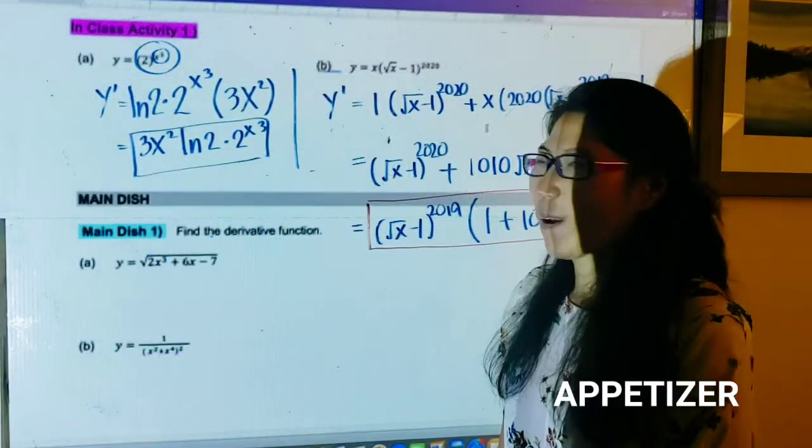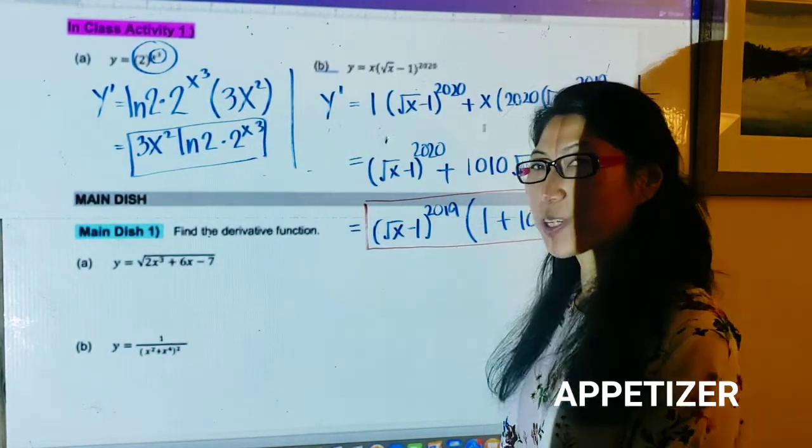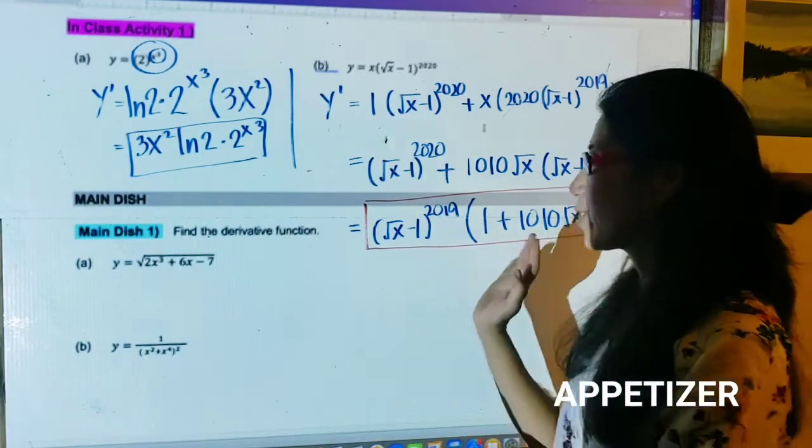Hey class, how did it go? Did you see that calculus is beautiful? All the algebra and math you learned comes into calculus, right? It's so fun when you get it.